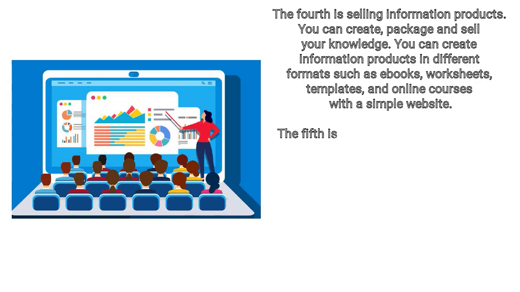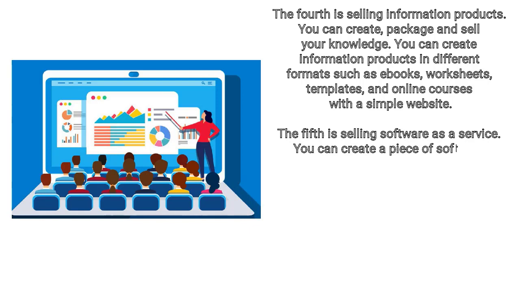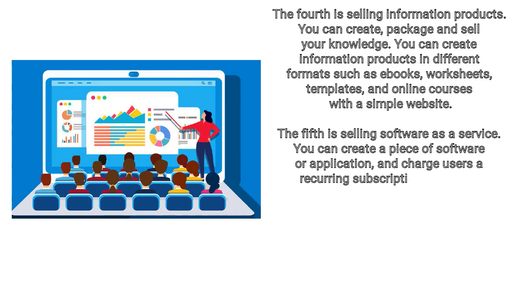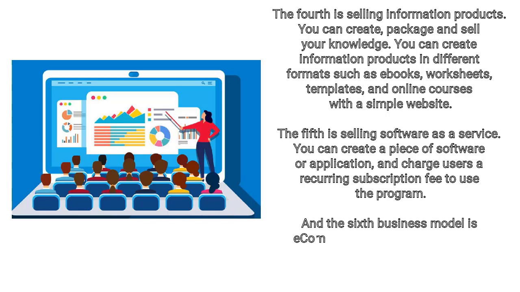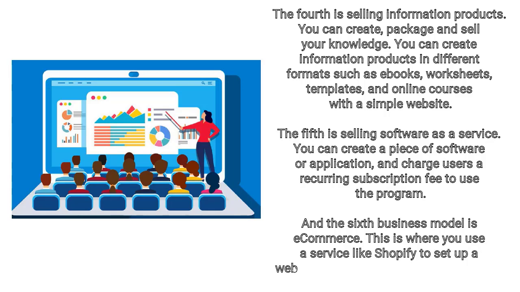The fifth is selling software as a service. You can create a piece of software or application and charge users a recurring subscription fee to use the program. And the sixth business model is e-commerce. This is where you use a service like Shopify to set up a website and sell physical products online.